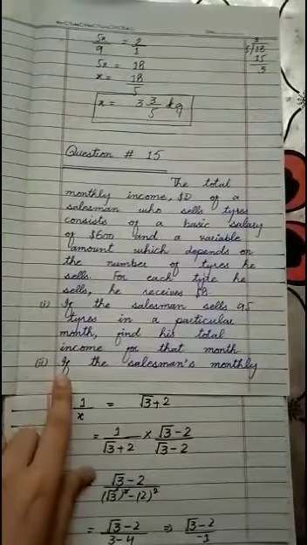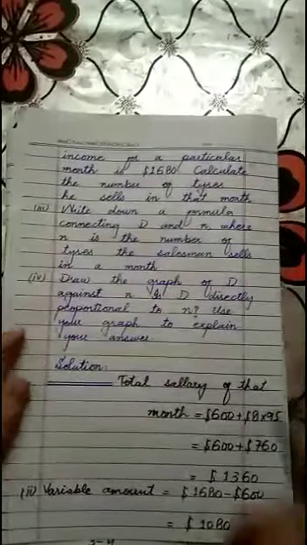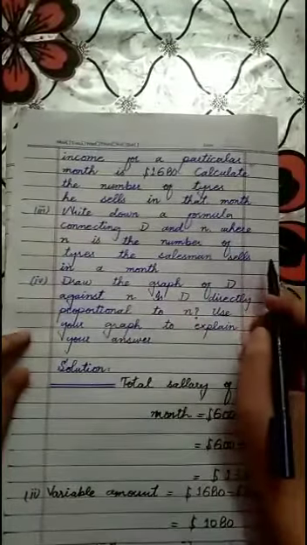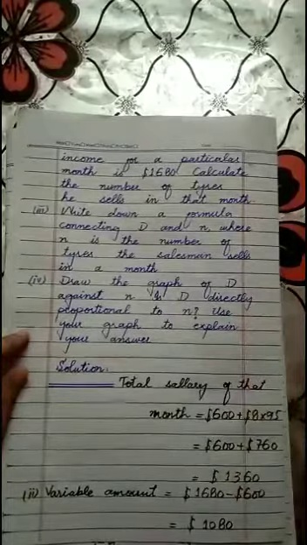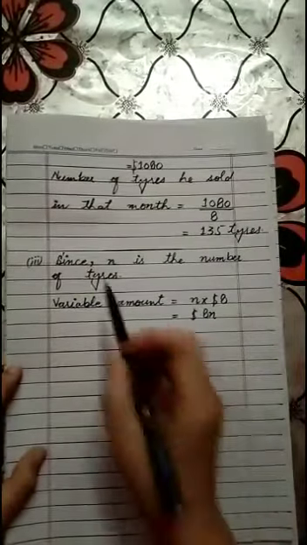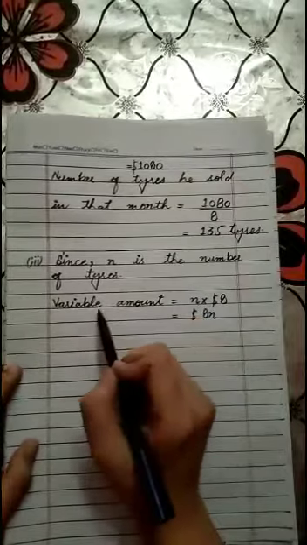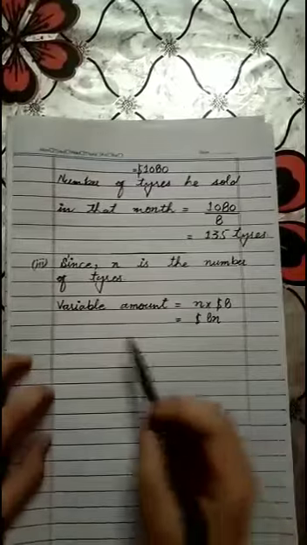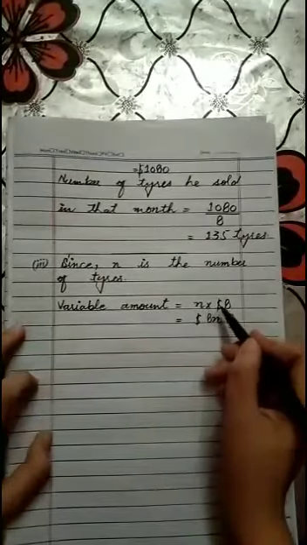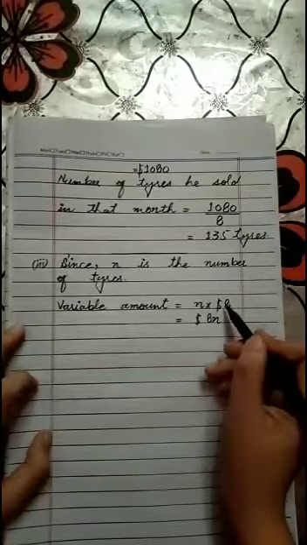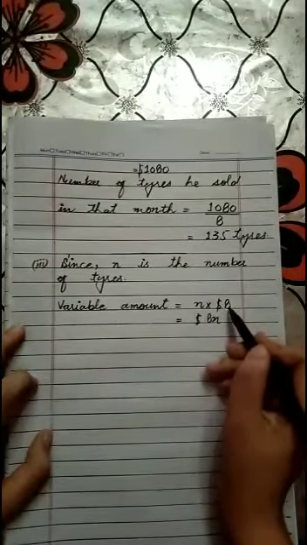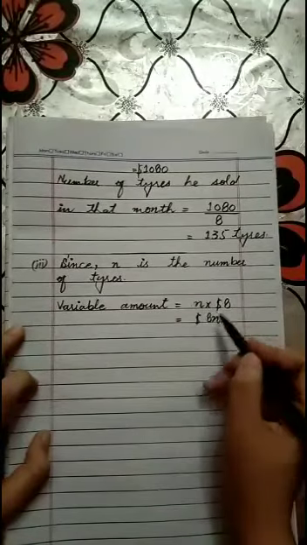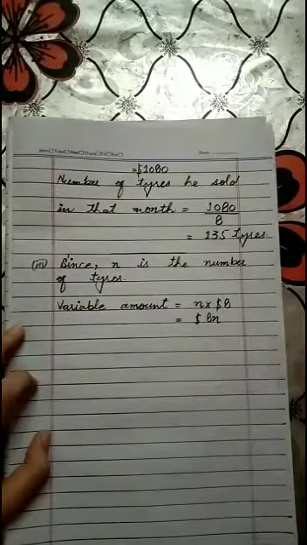Students, the third part is to write down a formula connecting D and N, where N is the number of tires the salesman sells in a month. Since N is the number of tires, as is given, we have to find a formula between N and D. Variable amount is equal to N multiplied by $8, because N is the number of tires and $8 is the amount for one tire.